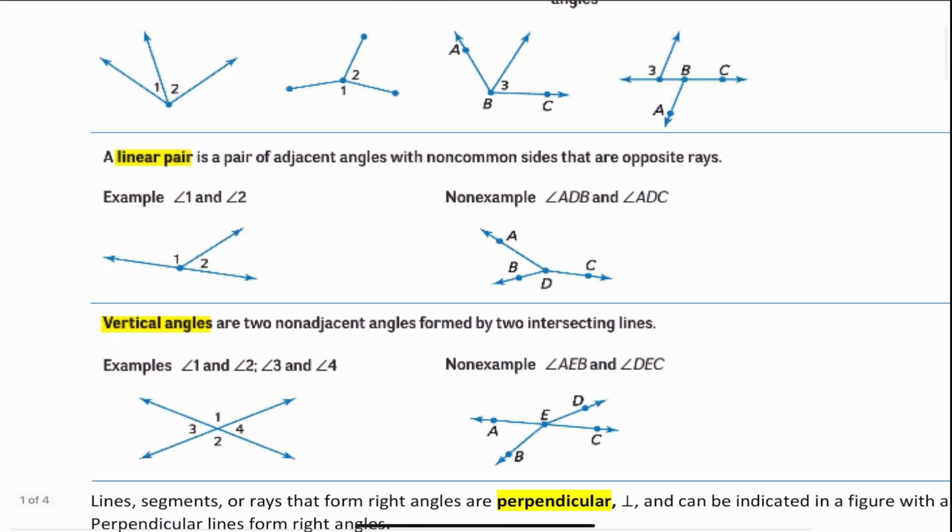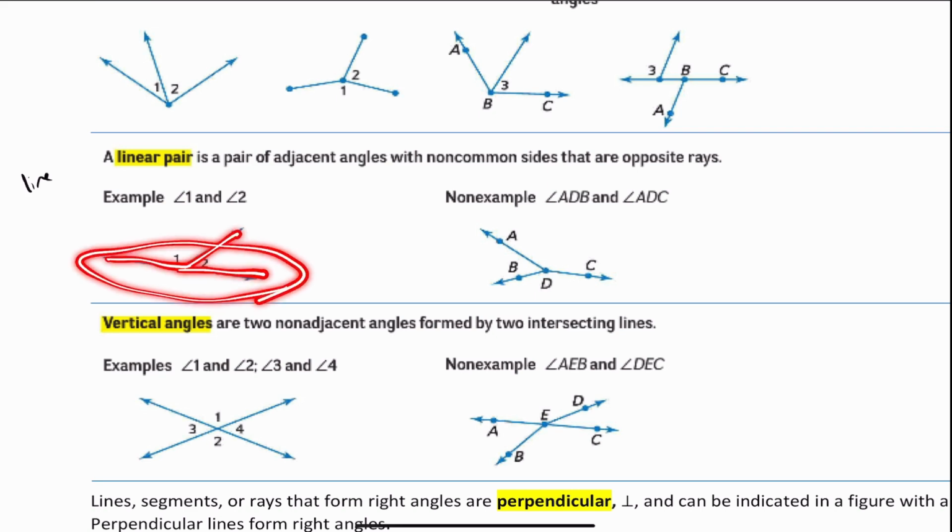All right. A linear pair is a pair of adjacent angles with non-common sides that are opposite rays. So if we take a look at this example here, we see that we have angle 1 and angle 2. They got a vertex and they have a common side. So that is considered adjacent. However, in order for it to be considered a linear pair, I'm thinking like a line, right? Well, the angles, you got to have a straight line just like you see here that are opposite rays.